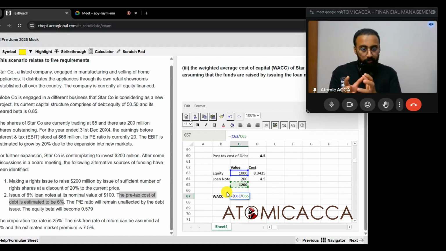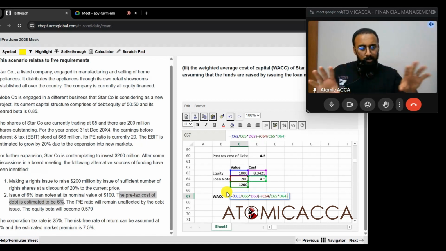So that is the proportion of equity multiplied by the cost of equity. How much is the cost of equity? 8.34. Close the bracket. Open the next bracket. Proportion of debt, 200 out of 1200, multiplied by the cost of debt, the post-tax cost of debt, 4.5. Close the bracket. Now we have all the things ready.